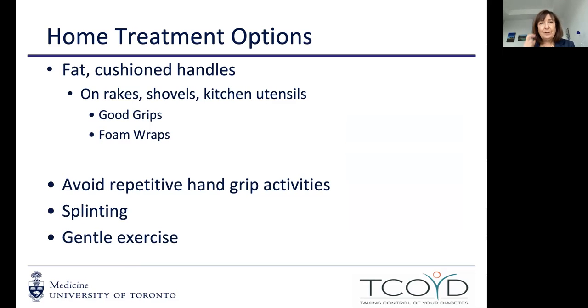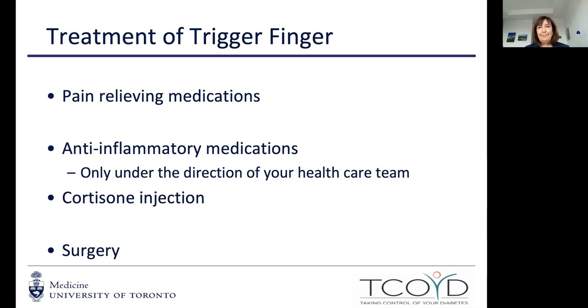a grip. Or you can take a foam wrap and put it around garden implements like a rake or something like that, again, so there's some cushioning there. So you're really trying to avoid repetitive grip and to cushion the grip when you're doing that. There are some splints that our physiotherapy and occupational therapy colleagues can make to try to minimize trigger finger, and some very gentle exercises that can be helpful to maintain a normal range of movement without aggravating things.